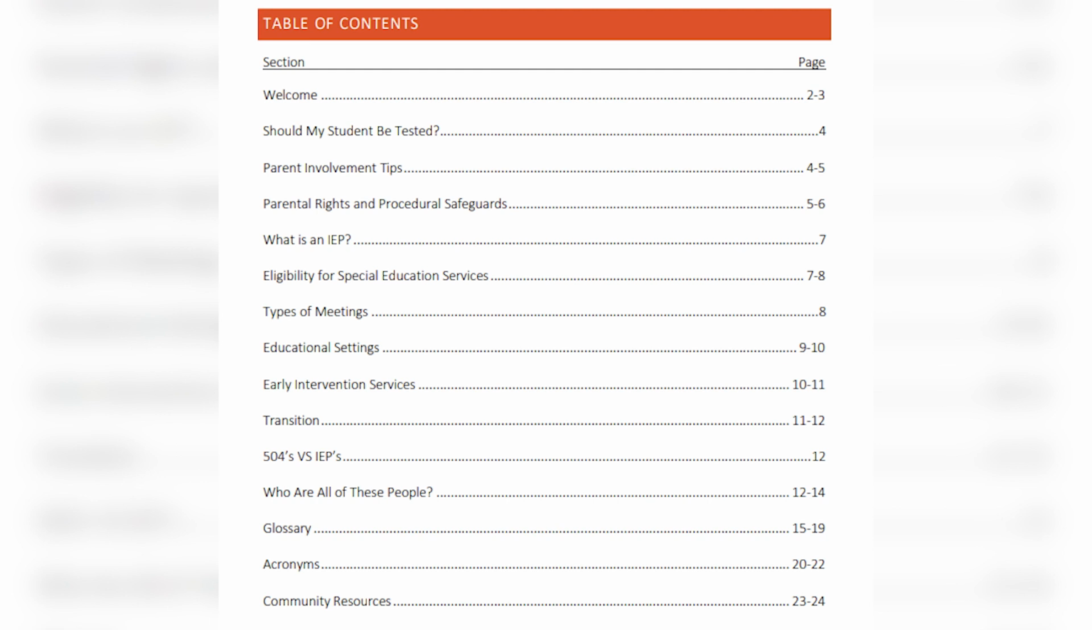Eligibility for special education services. So what types of eligibility categories are there to be eligible for special education? That's in here. What types of meetings might you expect when you attend an IEP meeting or an eligibility meeting? What kind of settings do we have? Early intervention services through preschool are just detailed in here. Transition services for students post-high school. The difference between 504s and IEPs. Who are all of these people?